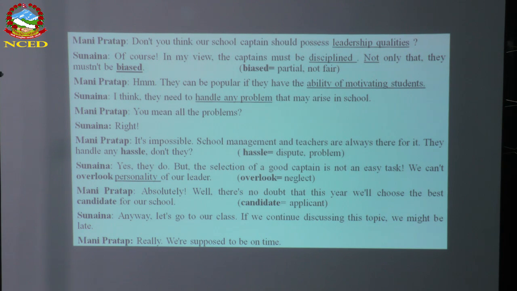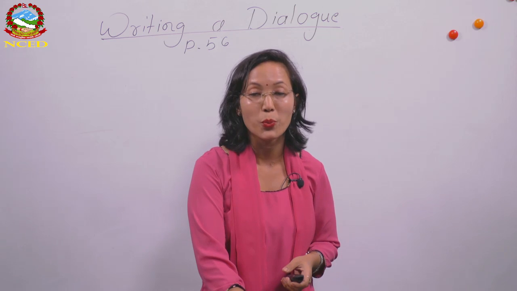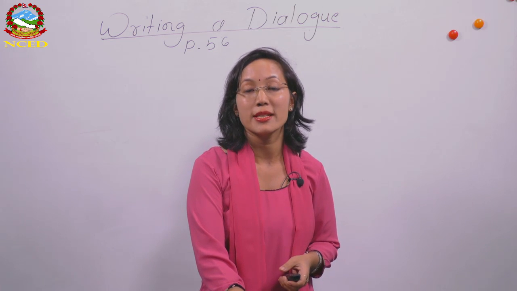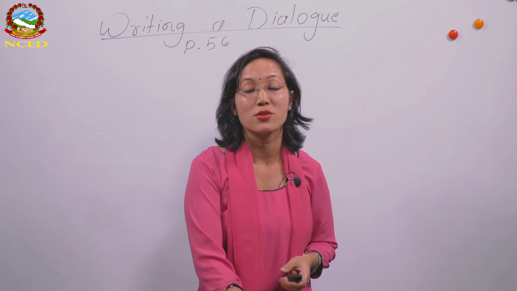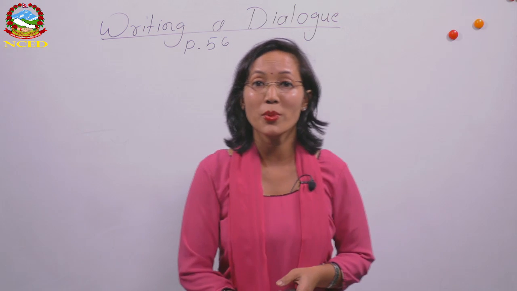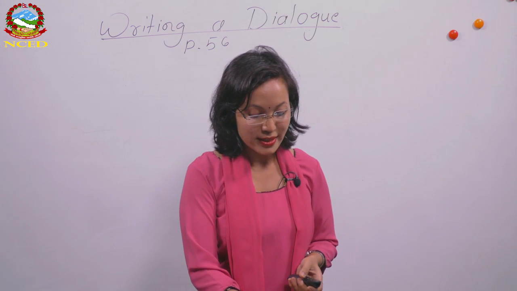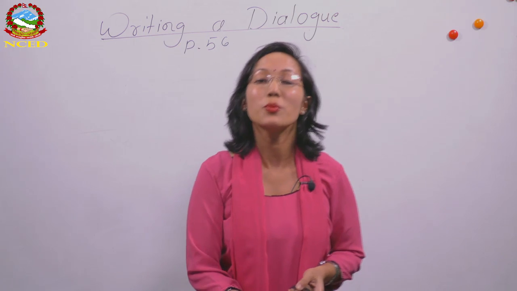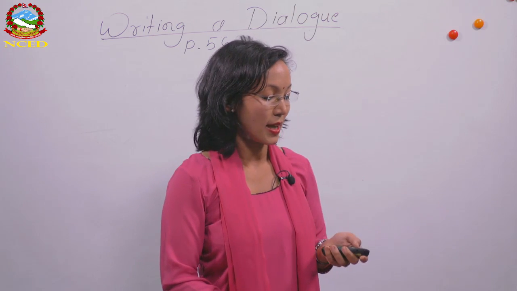So now see, there is a conversation or a dialogue between Mani Pratap and Sunaina. They are talking about something. What are they talking about? It's given in your book. They are discussing the good qualities that a school captain should possess. They are talking about these things. Is that clear? So the topic is good qualities that a school captain should possess. Now let's start reading.